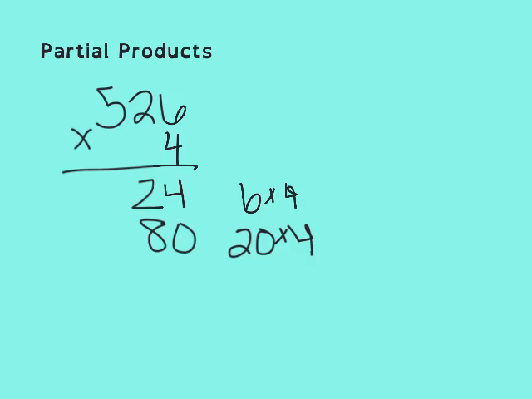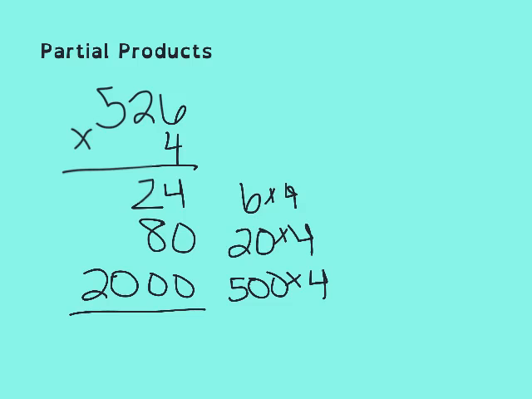Then we're going to multiply our ones by our hundreds. So that's 500 times 4. 5 times 4 is 20, plus our 2 zeros is 2,000. Then we add it up.